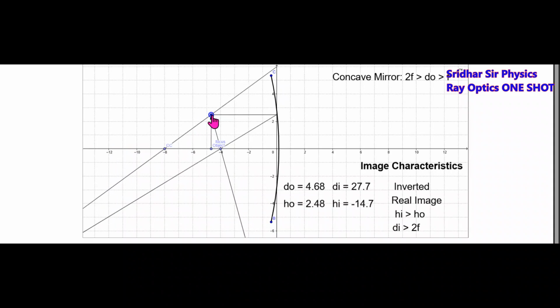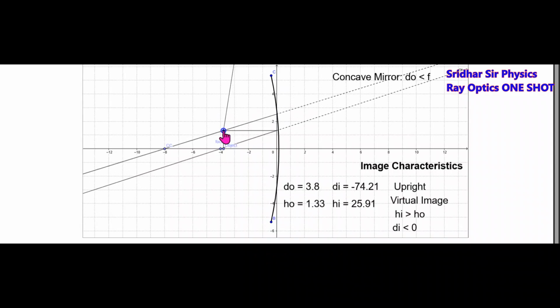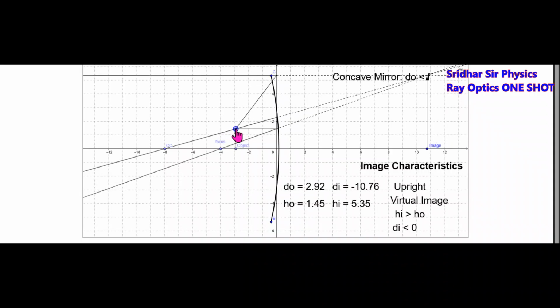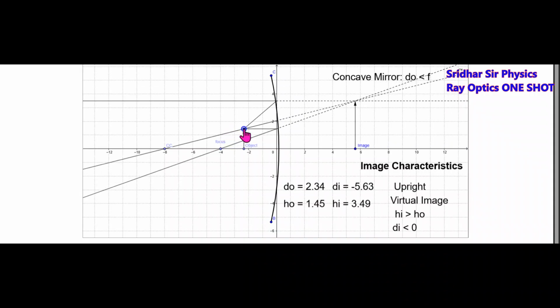Now when the object is at focus, the image will be at infinity. If the object is between focus and the pole, the image will be behind the mirror, and the image will be virtual, erect, and magnified. This is what basically happens for the concave mirror.